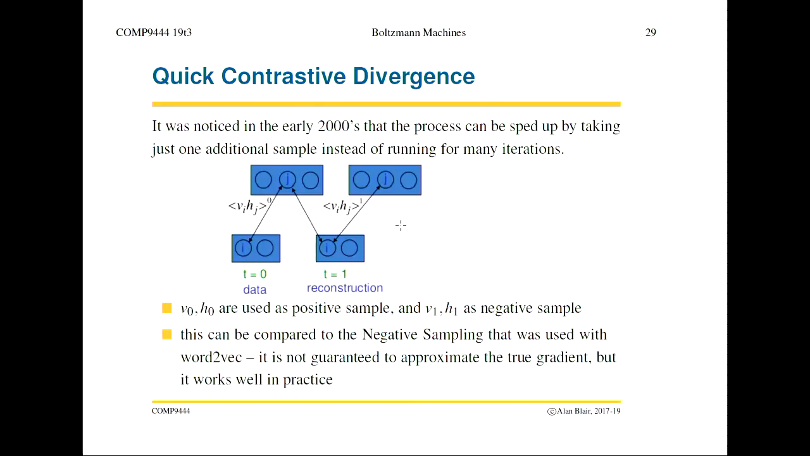Theoretically, this could fail. It runs the risk that you're only reducing the probability of the nearby things, and it could happen that things that are far away actually become more likely. That could happen in theory, but it turns out that in practice this gives pretty reasonable results.